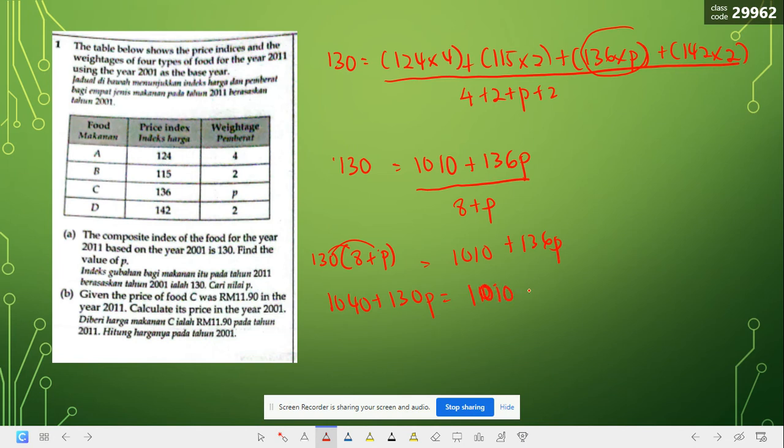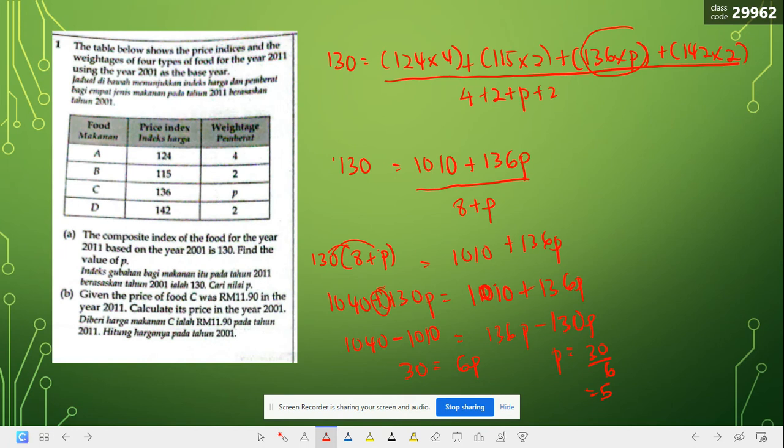Equals 1010 plus 136P. So I will move the 130P to this side, because if not, the P becomes negative. So here 136P minus 130P. The value that is plus here changes to minus there. And this one 1040 minus 1010. So you will get 30 equals 6P, and P is 30 divided by 6, so P is 5. Okay, so that's the answer for question A.